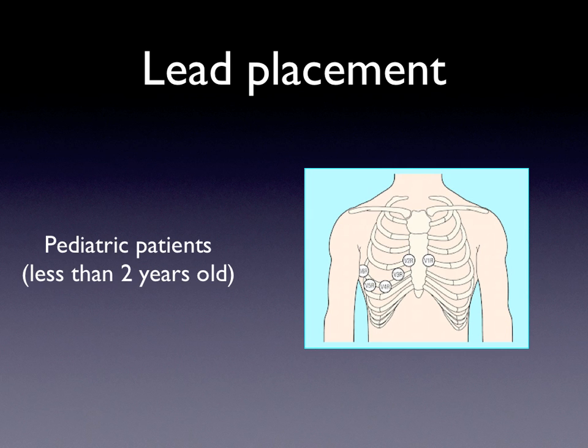So in this case, V1 is going to be on the left fourth intercostal space, mid-clavicular margin, V2 on the right side, and then 3, 4, 5, and 6 will go down the right side of the chest, just like they do on the left side of the chest in a normal lead placement. Again, I have not done this in my practice as a paramedic. It hasn't been something that's come up.